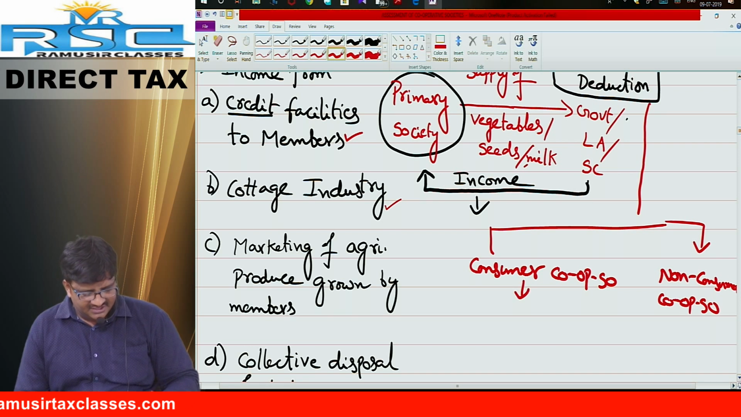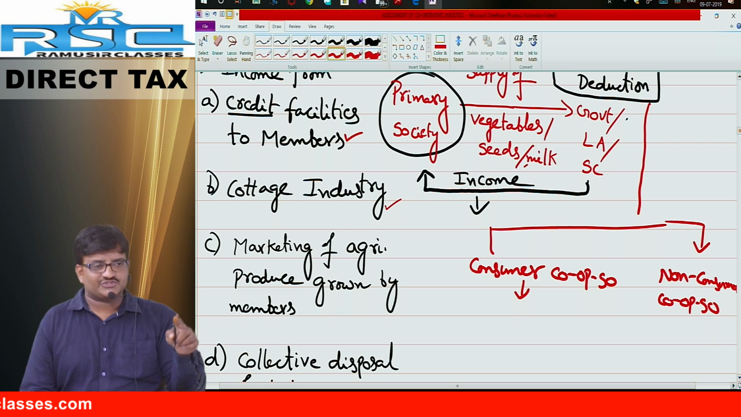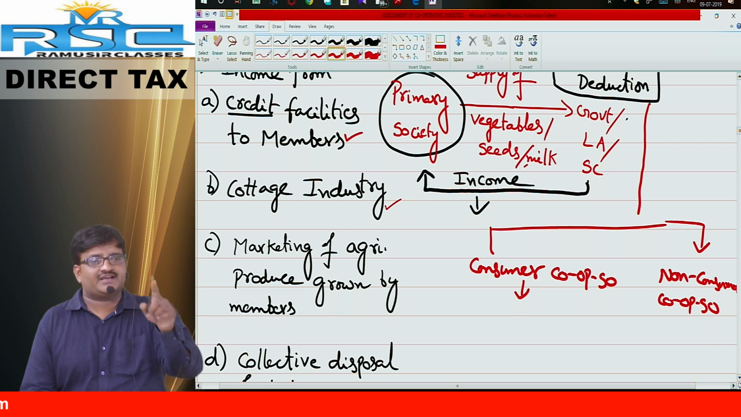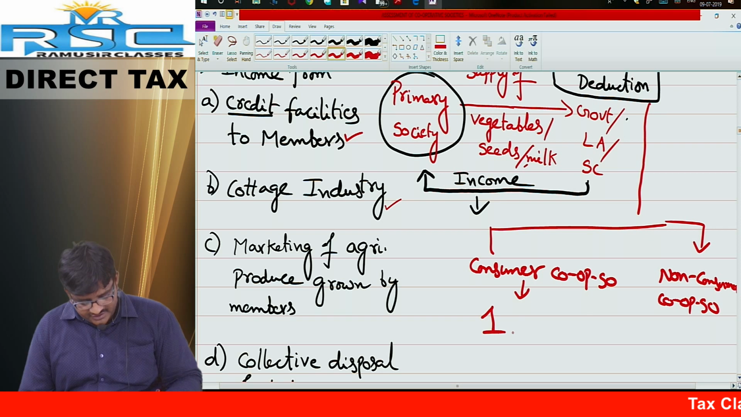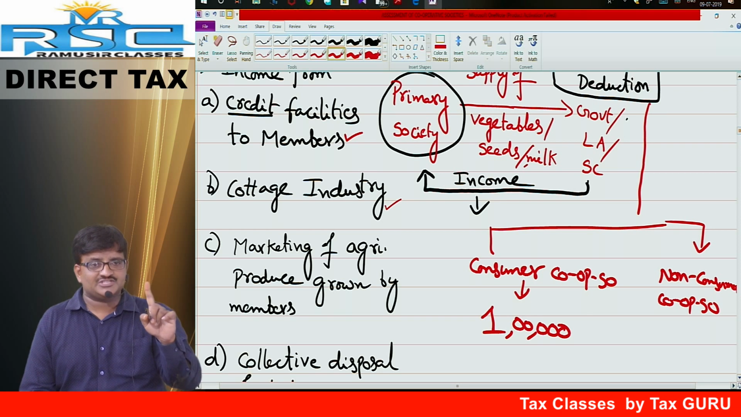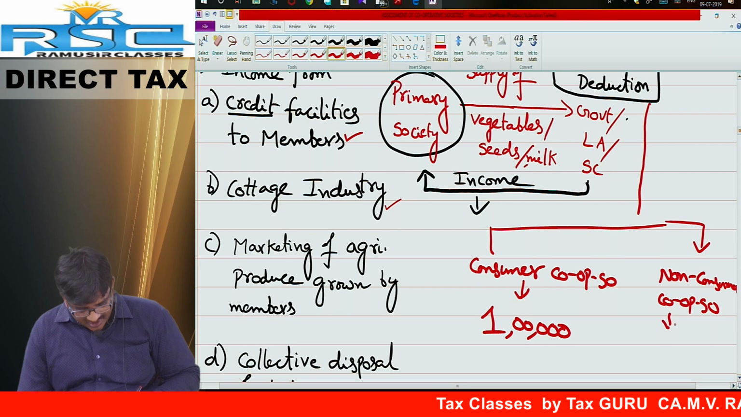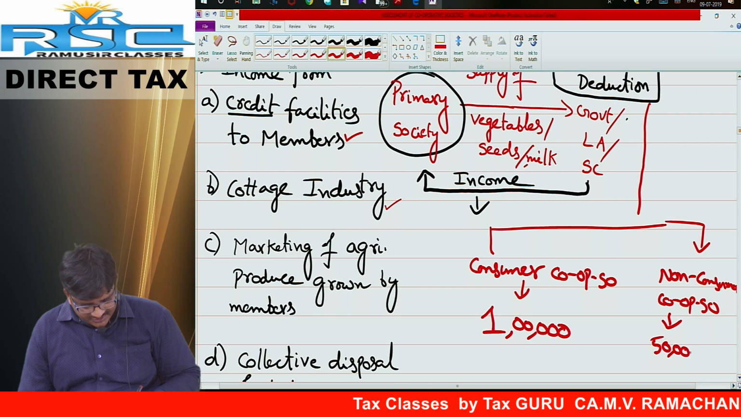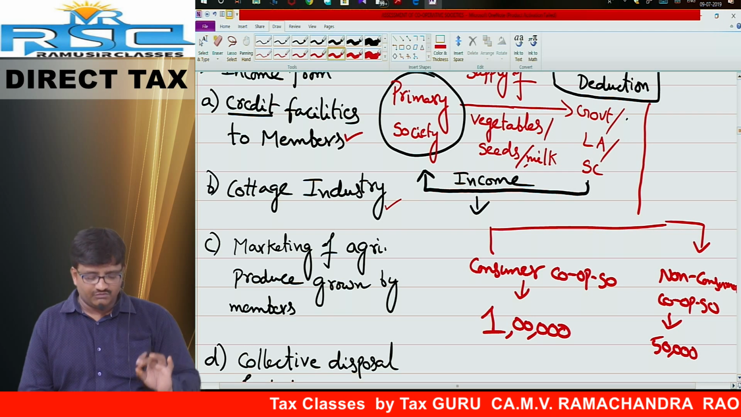As simple as that. Consumer cooperative societies are the societies which are formed for the welfare of the consumer. They are eligible for 1 lakh deduction. I repeat, friends, consumer cooperative societies are eligible for 1 lakh deduction, whereas non-consumer cooperative societies are eligible for 50,000 deduction. What is this? I will tell you.